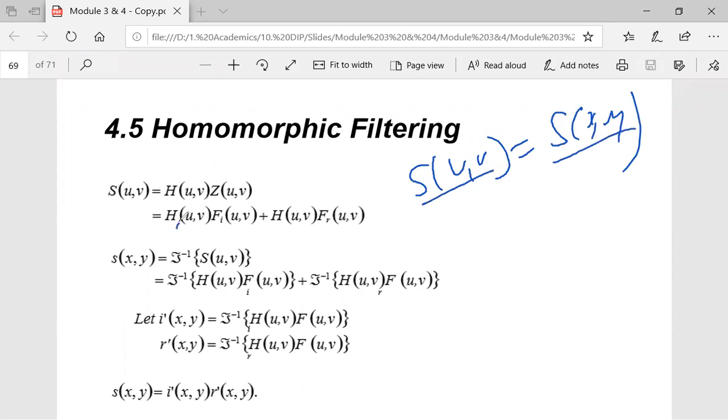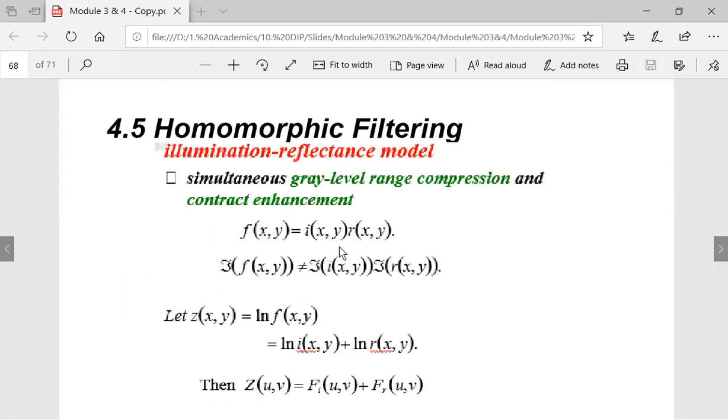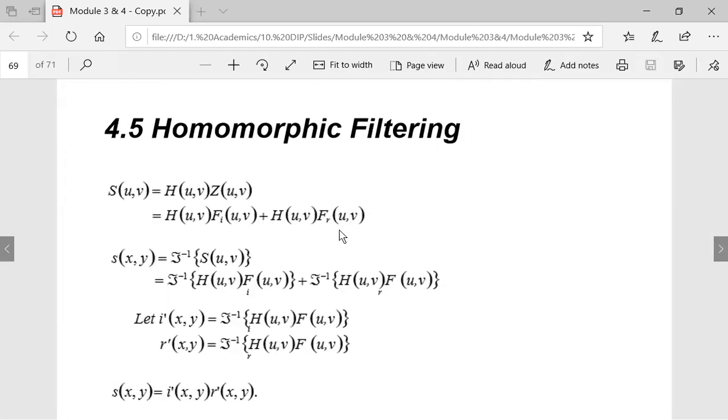So the complete equation, h of u comma v and f of u comma v plus h of u comma v, fr of u comma v, can be called as, in the previous slide you have seen, r and i, what are the two different things? One is gray level and another one is contrast stretching. It can be called as x comma y. So here i of x comma y and r of x comma y, the same is being used here.